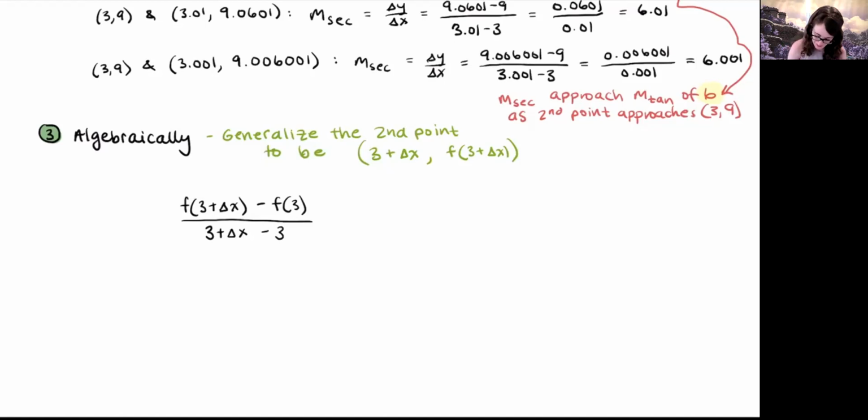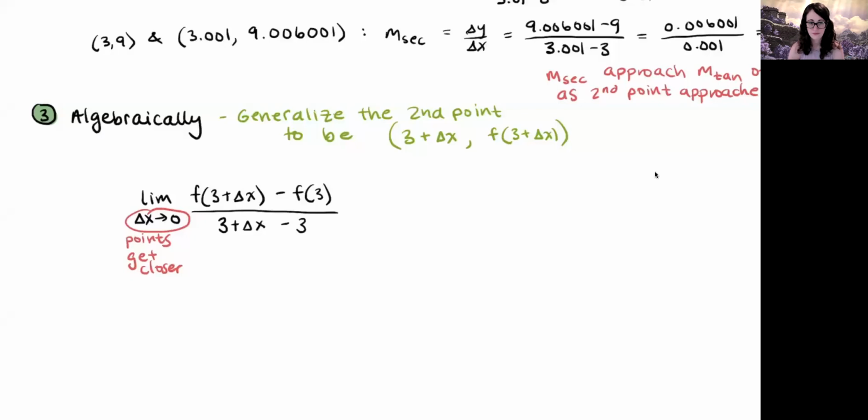So what we're going to do is take the limit as delta x approaches 0. So our points will get infinitely close together when we find this limit. So once we have all of this set up, the secant line slope between these 2 points, then making that second point get infinitely close to the original point of 3, 9, this will then become equal to the tangent line slope.